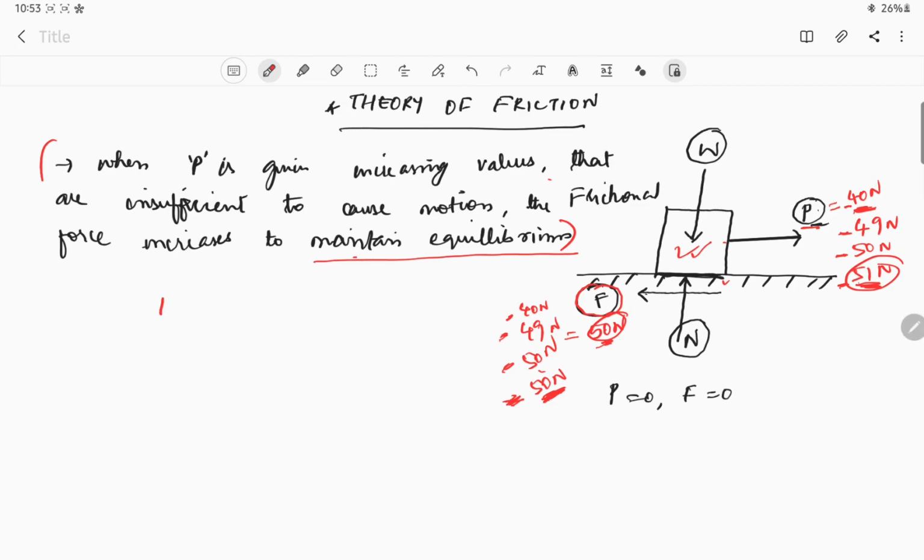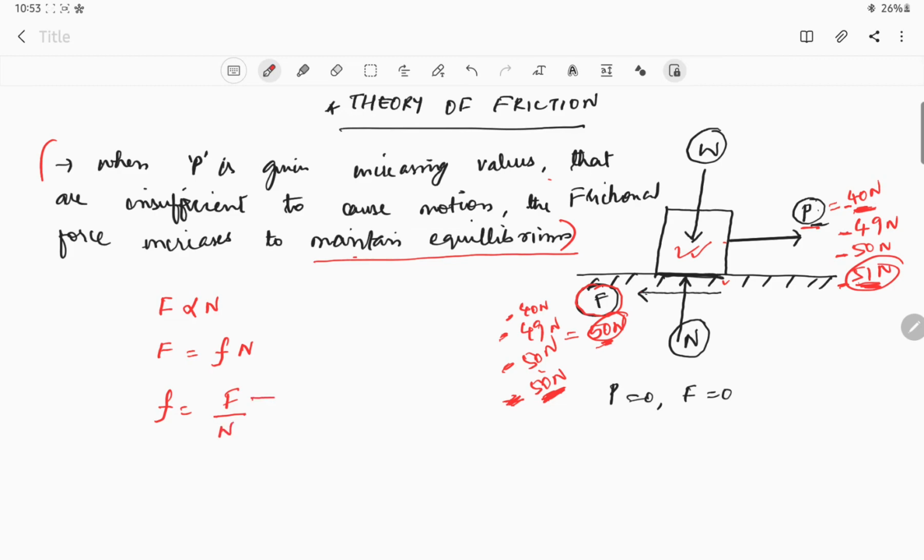So we can say here that the frictional force F is directly proportional to the normal reaction, isn't it? So from this theory, to remove the proportionality, we add a constant, the coefficient of friction, small f, so that F is equal to small f times N. So what is this small f? Small f is nothing but the coefficient of friction, which is equal to F by N.